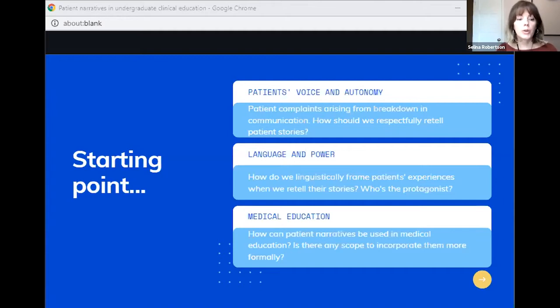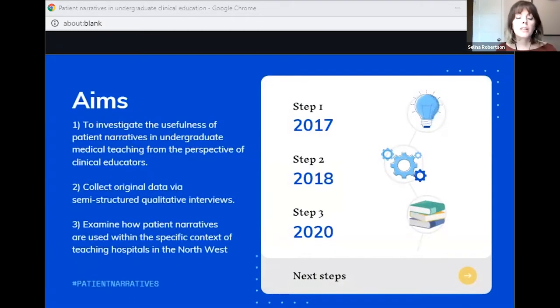So as I said, this was the starting point that brought me onto my aims, which were to investigate the usefulness of patient narratives in undergraduate medical teaching from the perspective of clinical educators. So that's what I'm focusing on today, but I think there are a lot of applications, and I would love to hear from students as well about their experiences, or people like myself who might just be graduating and starting their careers. Second aim was to collect original data via semi-structured qualitative interviews. And thirdly, to examine how patient narratives are used within the specific context of teaching hospitals in the northwest of England.